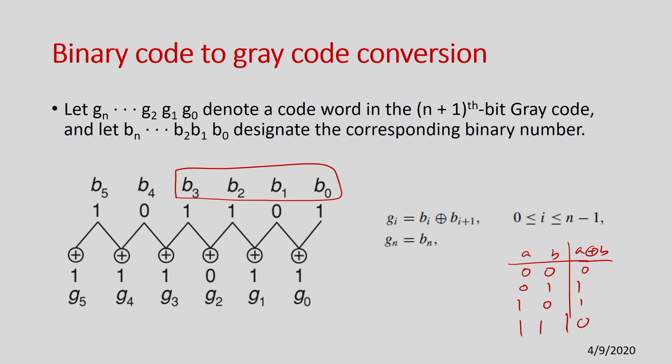So, what I can do, I can just take the first two LSB bits, and if I do XOR, that will give you the first gray code bit, G0. Similarly, B1 and B2, if I do XOR, I will get G1 of the gray code. If the corresponding bits are G0, G1, G2, G3, G4 and G5, and so on, then for G2, I will do B2 and B3. For G3, I will do B3 and B4. And then for G4, I will do B4 and B5. And the final bit is exactly B5. So, this way I can easily convert a binary code into a gray code, okay?